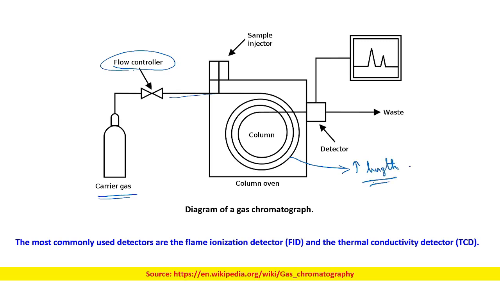We want to increase the length of the column, and we want to keep it within a very small space. Hence, they are converted into a spiral shape, and the gas moves through this column. Then we have a sample injector, which helps in injecting the sample into the column, and the gas, the mobile phase which we are using, comes at this juncture, and then it carries the samples into the column, okay.